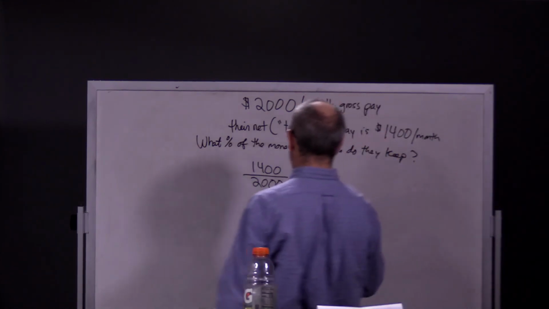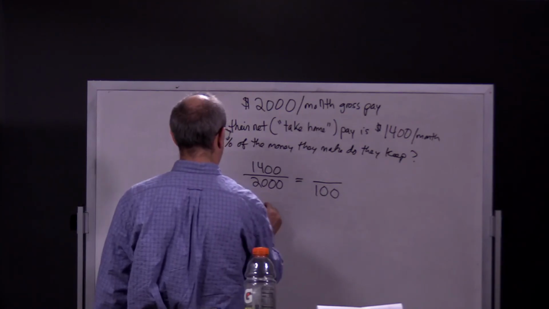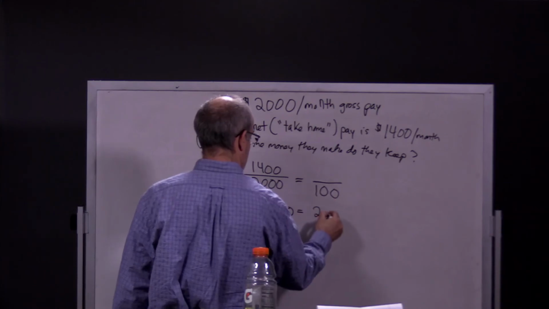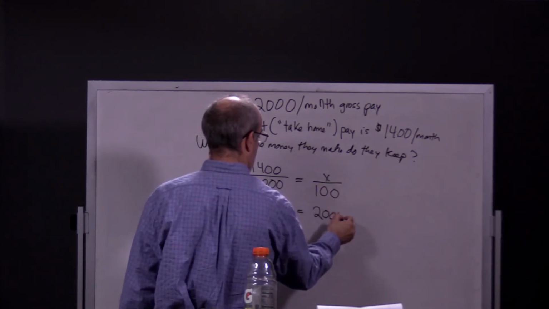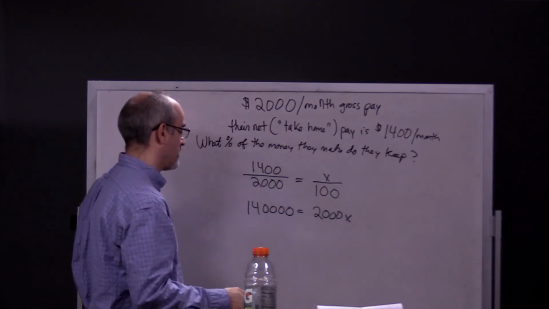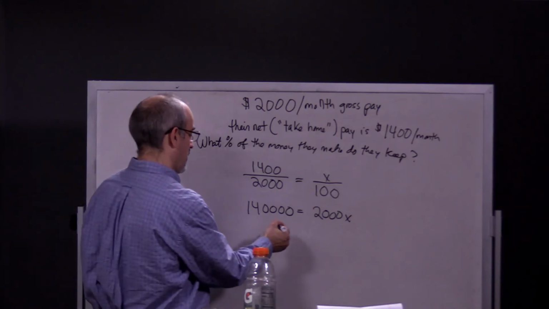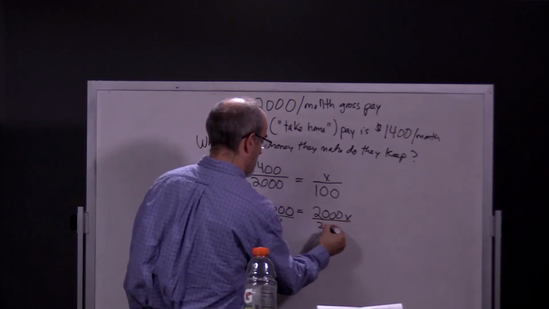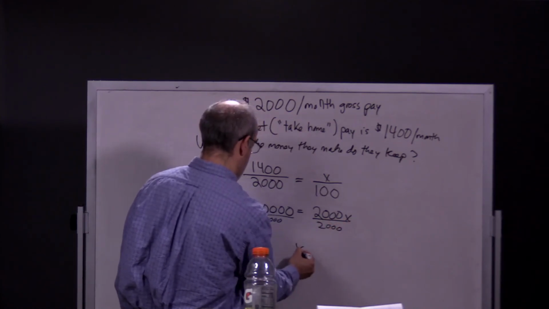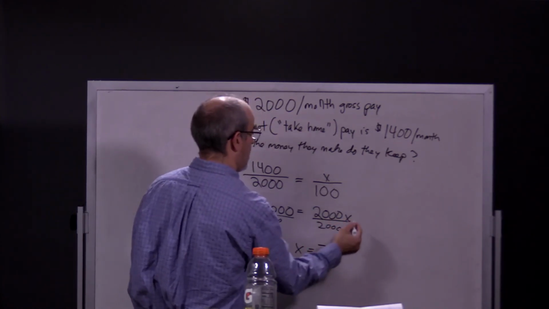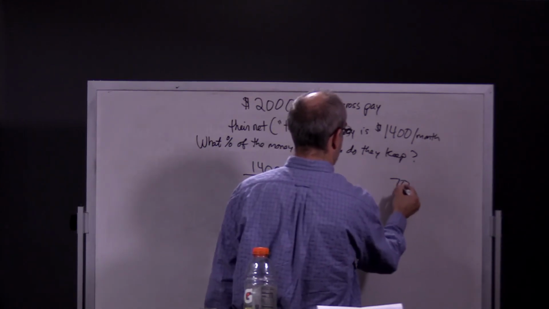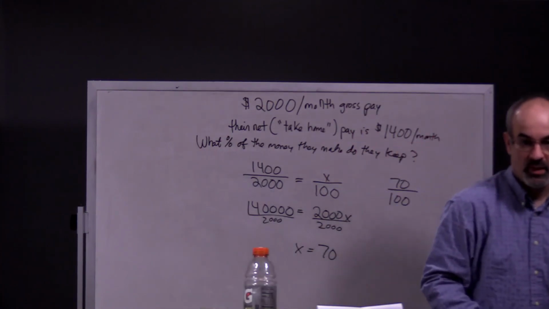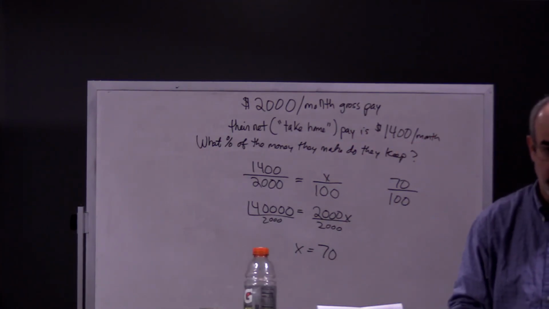Well, once again, you just cross multiply, so this is going to be 2,000. So divide by 2,000 both sides. You get x equals 70. So in other words, 70 out of 100. So if they got paid $100 a month, they would get to keep $70.